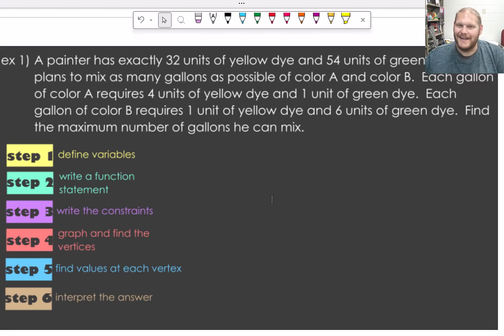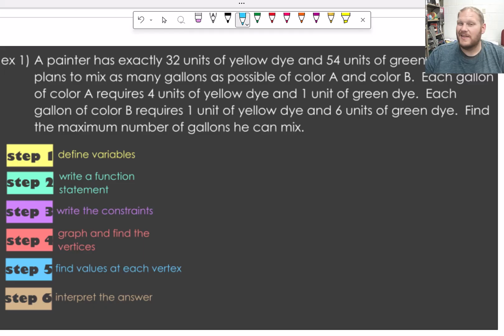So we've got dyes, and we've got colors that we're mixing together to create some different paints for this particular person. When we're looking at this, we're trying to figure out how many gallons of different paint he can make. Those paints are tinted with yellow and green, but they are 2 distinct colors.